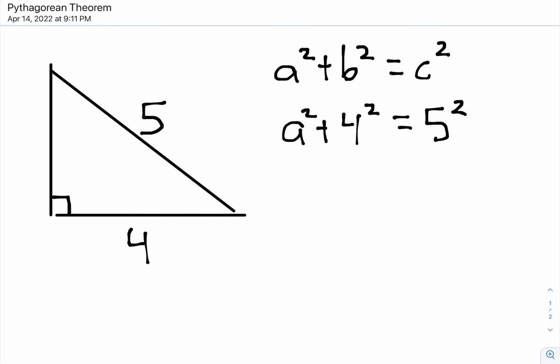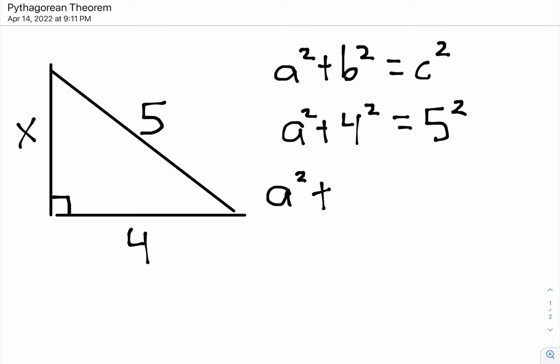So the question might be asking, find the length of X. Okay, we know that this is a right triangle, and we know the side lengths 4 and 5. We can use the Pythagorean theorem to figure out what this length of X is going to be to make this triangle have side lengths of 4 and 5 for the other two sides. Okay, so A squared is just going to be our unknown side, that's like our X. So we can think of our A as our X.